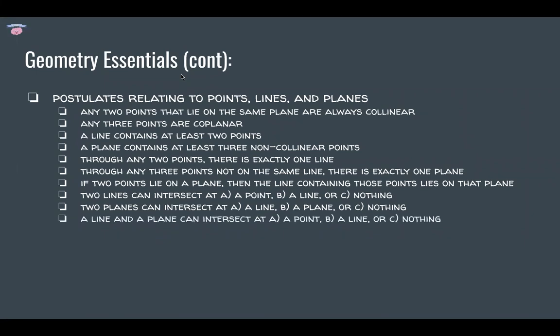A line and a plane can intersect at a point, a line, or nothing. So this is easy to visualize too. A point, they just intersect. A line, they're coincident, or nothing, they're parallel.